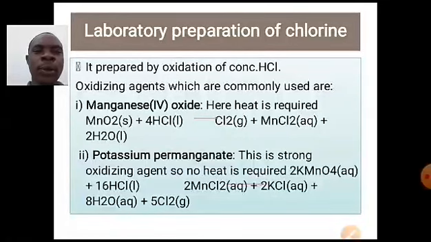We see here this equation. Manganese oxide, when it reacts with hydrochloric acid, gives chlorine gas and manganese chloride plus water. The same applies to potassium permanganate. When it reacts with hydrochloric acid, it produces manganese chloride, potassium chloride, water, and chlorine gas.